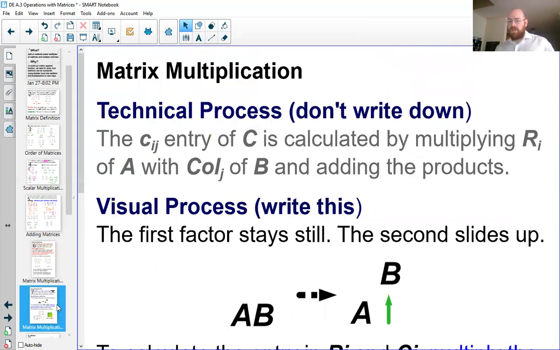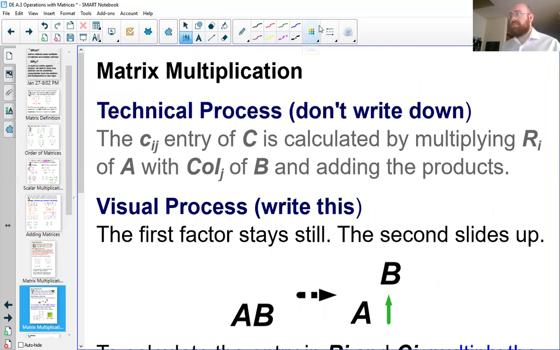To move on, once we have determined that two matrices can be multiplied, we must ask ourselves, how do we multiply them? And so the technical language says that the Cij entry, so the entry of C in row I and column J, is calculated by multiplying row I of A with column J of B and adding the products.